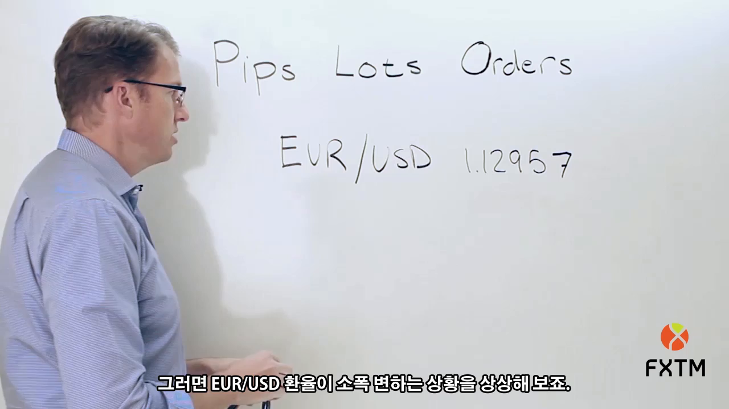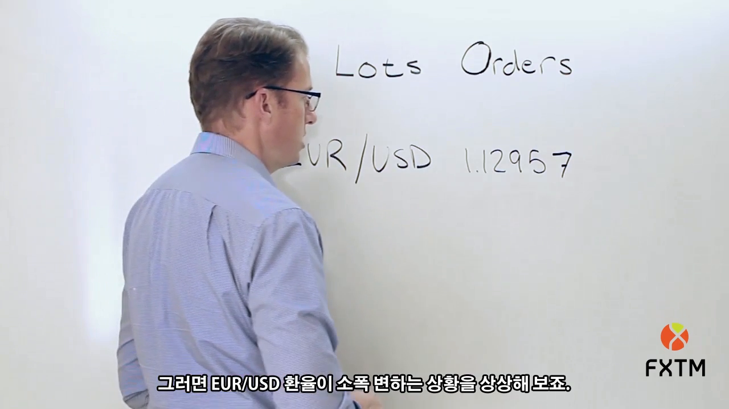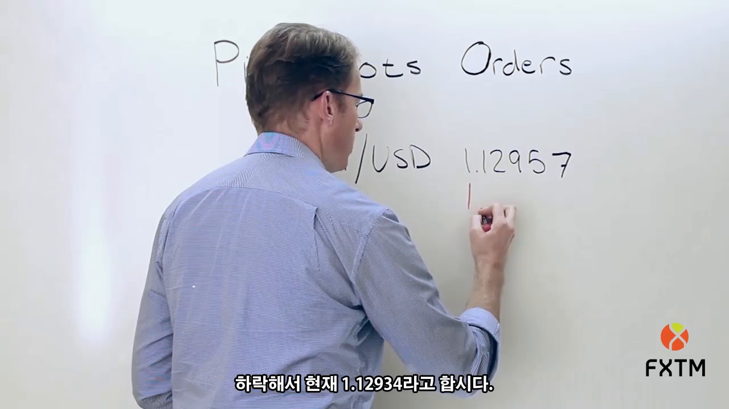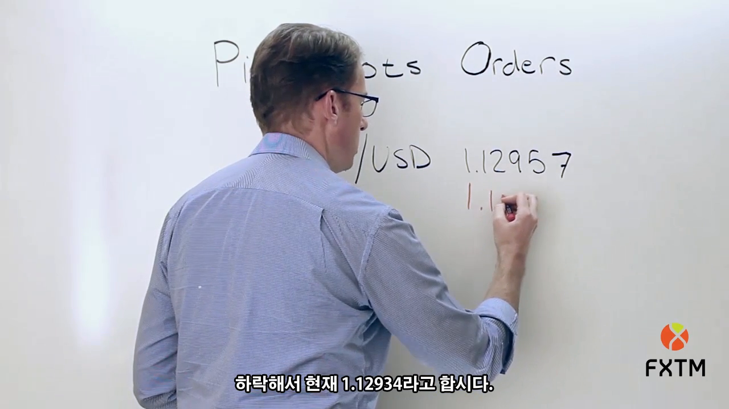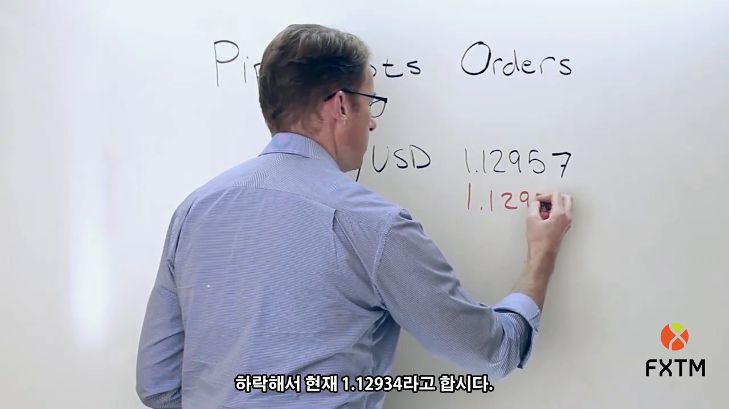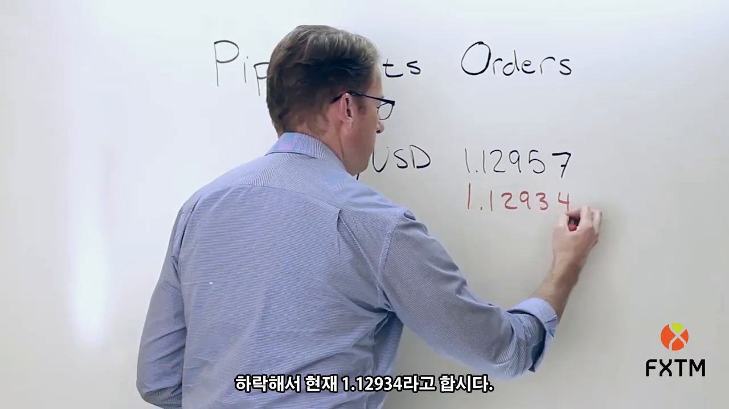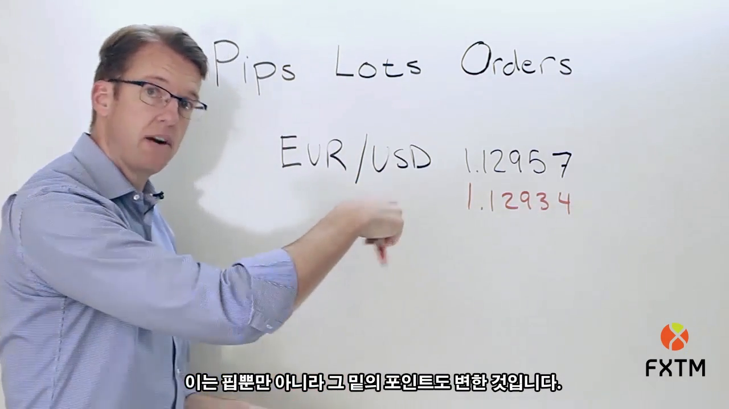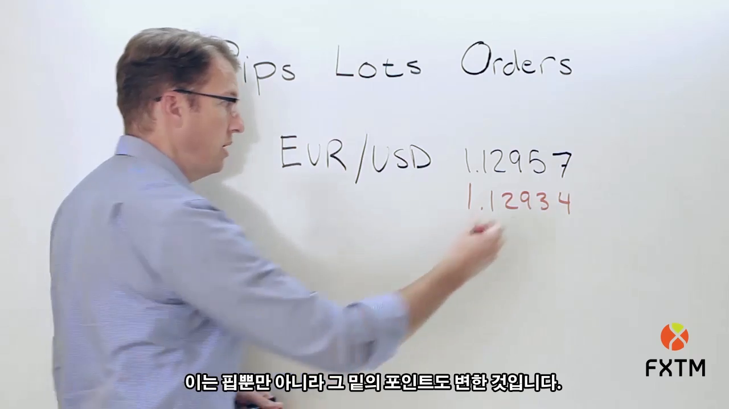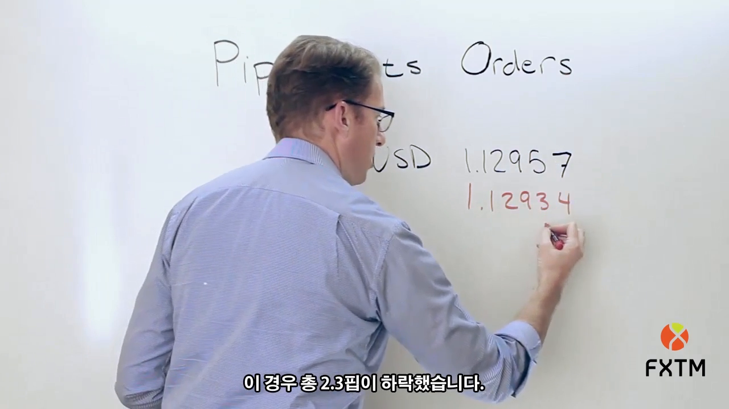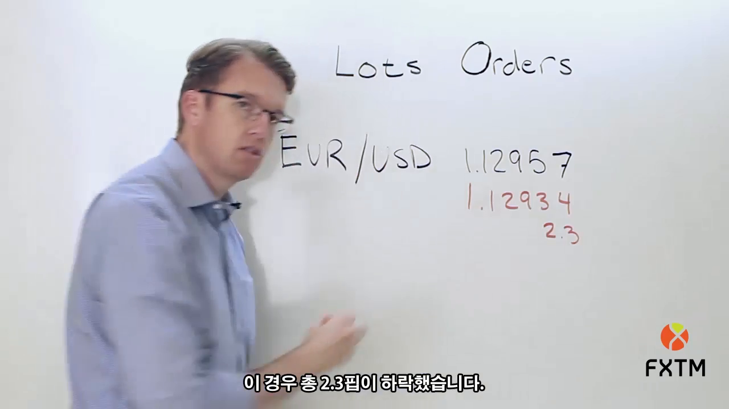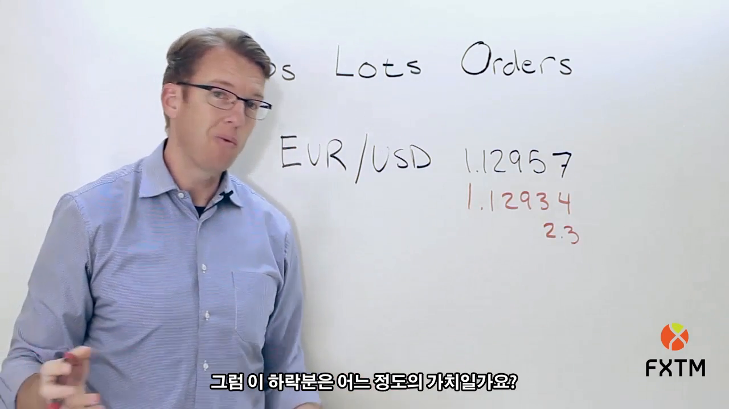So let's imagine that the euro to the US dollar exchange rate actually changes a little bit. We'll say that it drops in value and is currently 1.1294. So this is a change both in pips as well as a fractional amount of pips, or points. So in this case, it's actually fallen by 2.3 pips in total.